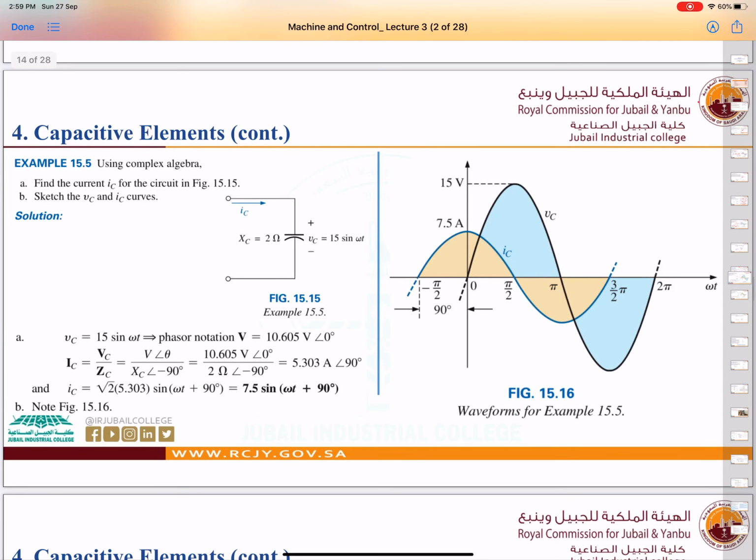Inshallah, with examples, you will find it easy. Okay. Now, this is the same as the previous examples. We are going now to calculate the current.